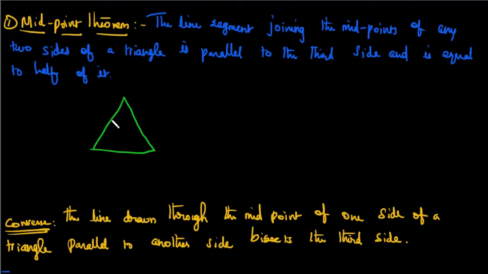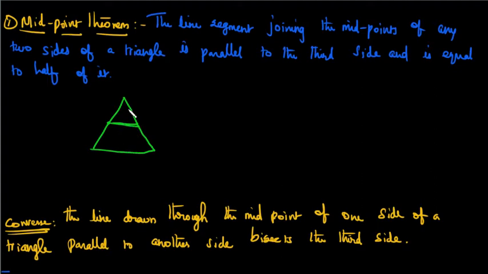You can see that it has 3 line segments and 3 vertices. Okay, the line segment joining the midpoints. Let's say we have a midpoint here and a midpoint here. I'm going to join these 2 midpoints. This midpoint theorem says this line segment is parallel to this third side. This is parallel to this. Not only that, it is also half of it.